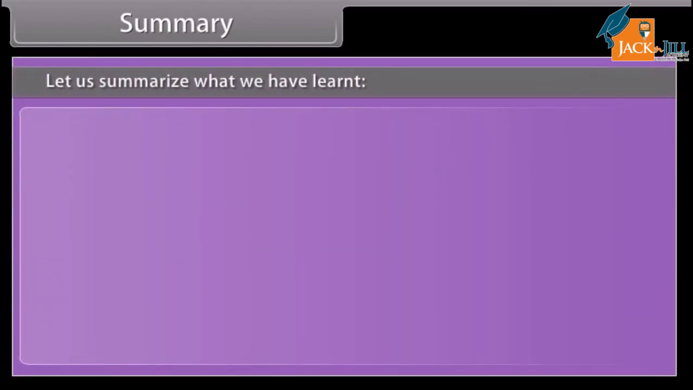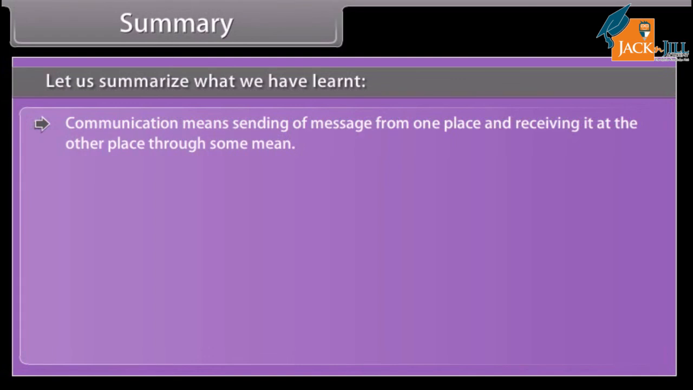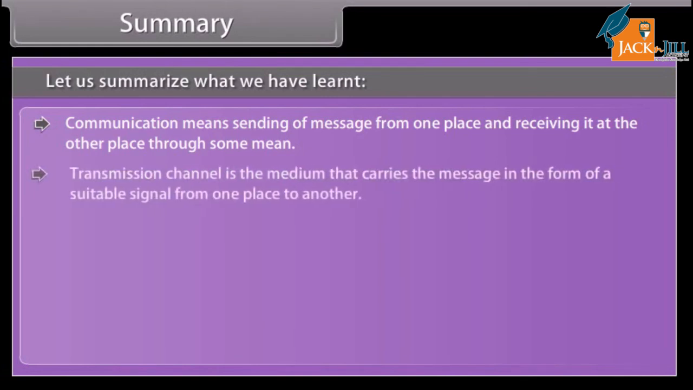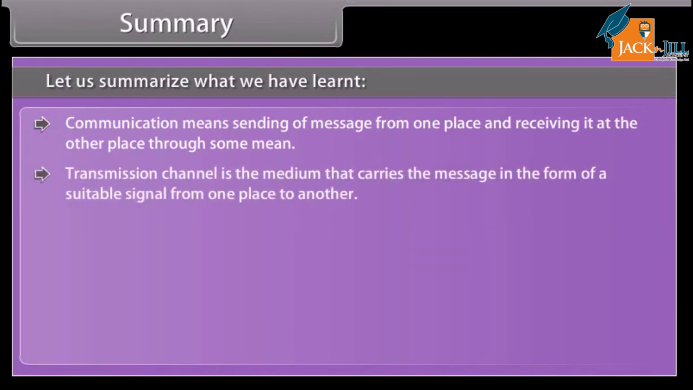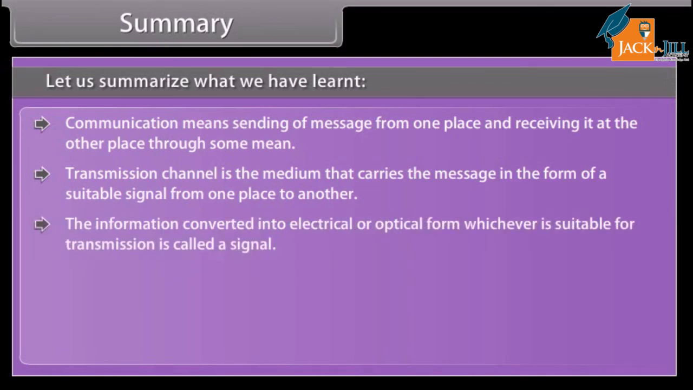Summary. Let us summarize what we have learned. Communication means sending of message from one place and receiving it at the other place through some means. Transmission channel is the medium that carries the message in the form of a suitable signal from one place to another. The information converted into electrical or optical form, whichever is suitable for transmission, is called a signal.